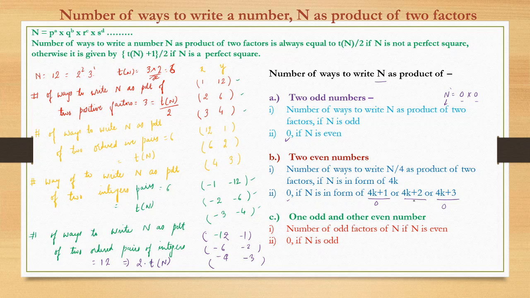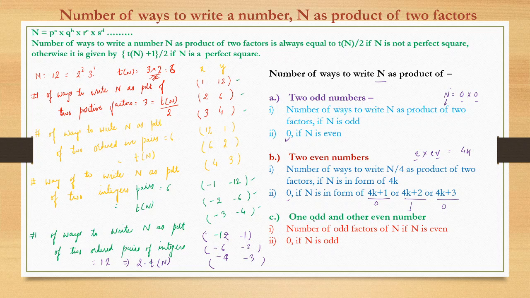If we have to multiply even into even, at least this has a power of 2, this has also a power of 2, so the number must be a multiple of 4. Here this is a multiple of 2 only. That is why this will also be a zero case. But all those numbers which are in the form of 4k, we can write as a product of two even factors. And the number of ways would be the same as the number of ways to write n by 4 as a product of two factors. This we had seen in the previous one.